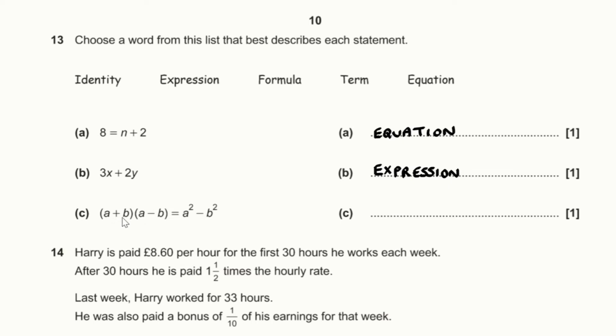And for part C, a plus b lots of a minus b equals a squared minus b squared. Whatever value of a we have on the left hand side is the same as the right hand side. So here we've got an identity.